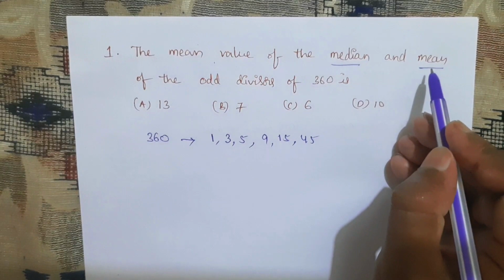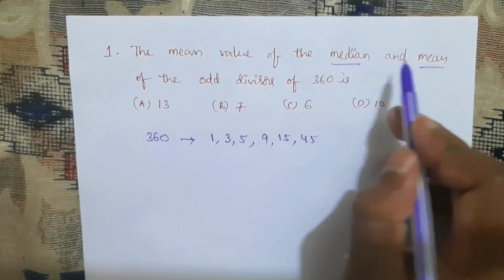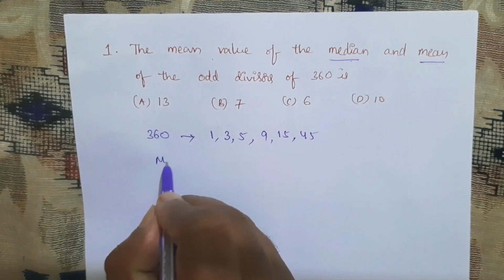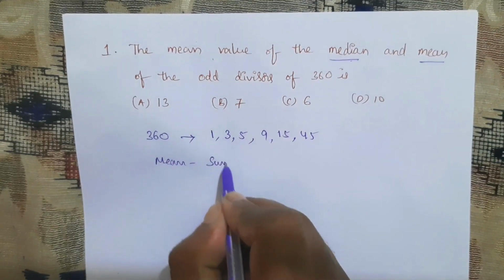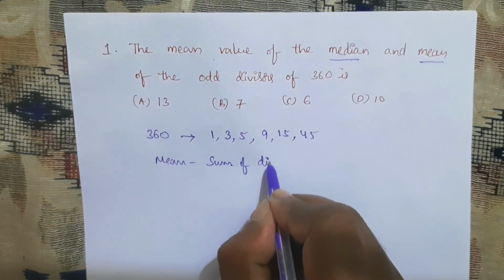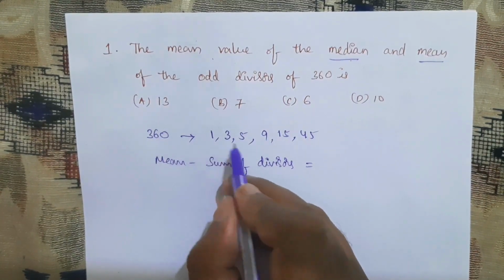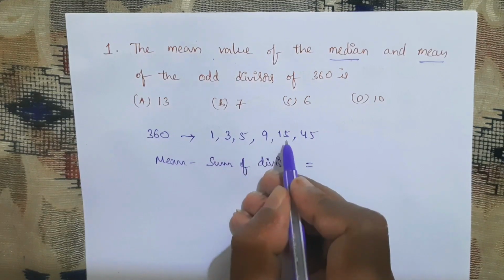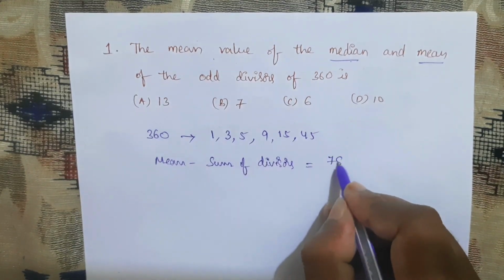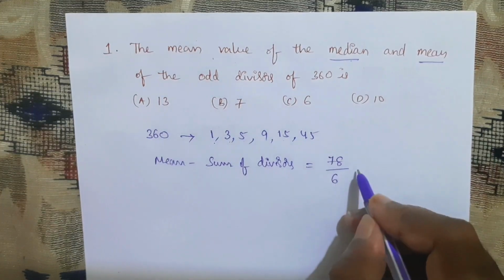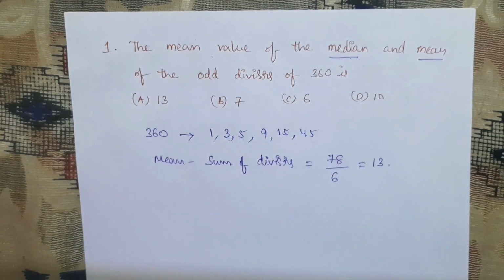For that, first we need to find the mean and median. For those two we need to find the mean value. So we know that mean is nothing but the sum of observations, here the sum of divisors, which is equal to, if you add 1 plus 3 plus 5 plus 9 plus 15 plus 45, we will get 78, which is divided by 6. 78 by 6 is nothing but 13.